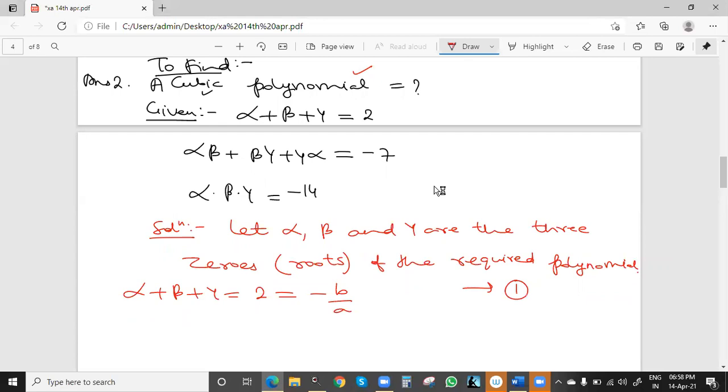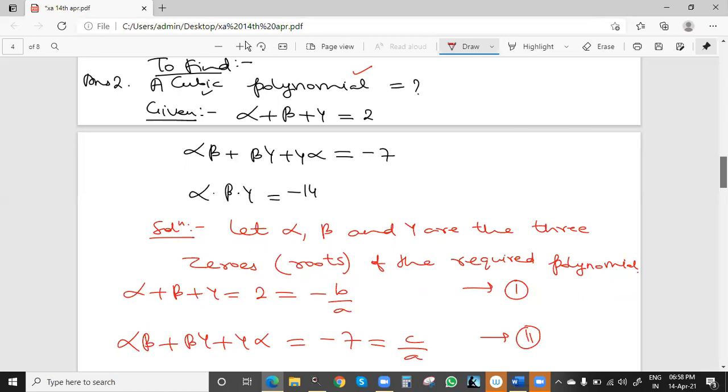Question one is given. Now the second thing: the first one was the sum of zeros, or the sum of roots. Now alpha beta plus beta gamma plus gamma alpha, that is the sum of the product of the two zeros or two roots. Both statements are the same. So this will be equal to the given value -7, that is equal to c by a. Always remember the formula. So this is the second value we have.